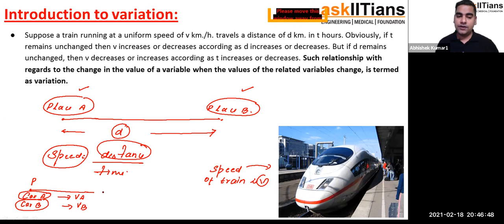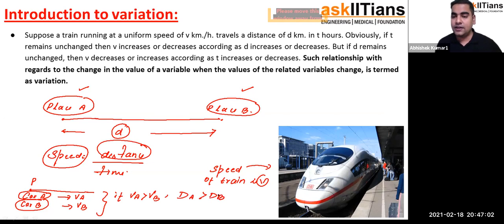VB denotes the speed of car B. So if VA, the speed of car A, is more than the speed of car B, then what is going to happen? Then the distance traveled by car A will be more than the distance traveled by car B. The time is fixed for both of them. They both cannot travel for more than 2 hours.